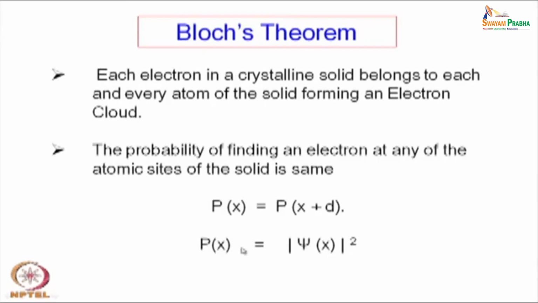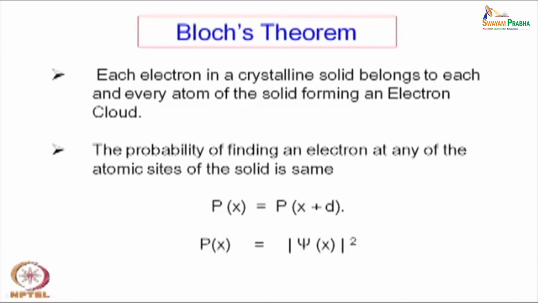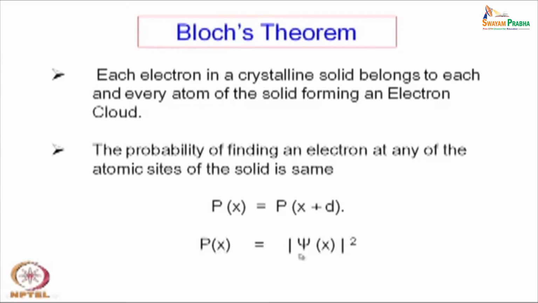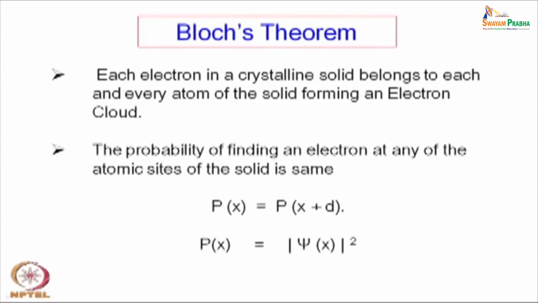And this probability is actually nothing but psi(x) squared, which means psi is the Schrodinger function. So, psi(x) squared is actually the probability. So, that psi squared is how one can express the distribution of the electron in the periodic lattice.